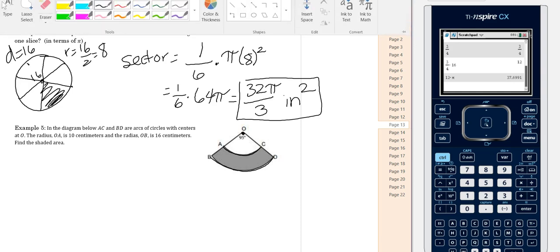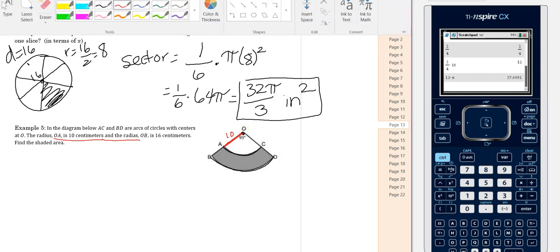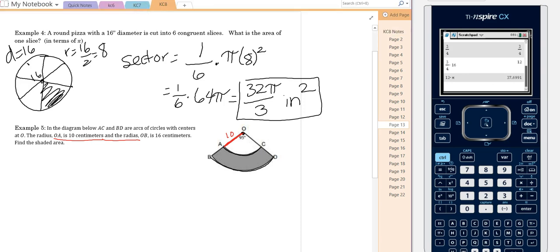I'm going to change my colors here. It told us that OA is our radius and it is 10 centimeters long. So from O to A, this is 10. From O to B is 16 centimeters. So from O to B, this is 16. We'll find the shaded region.